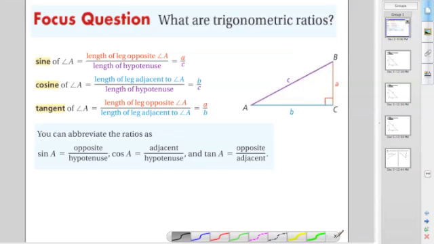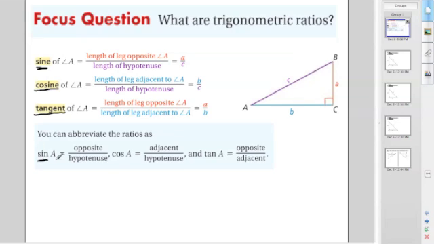Here you want to remember that every time you see the word sine, it means your opposite leg divided by your hypotenuse. Every time you see cosine, it's the adjacent leg divided by the hypotenuse. And tangent really means opposite leg divided by adjacent leg. So again, sine, cos, tan, they're ratios. Ratios, again, are what? Fractions.